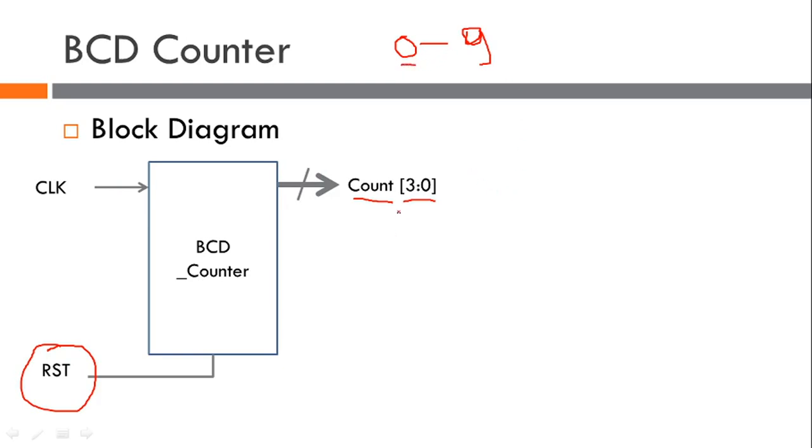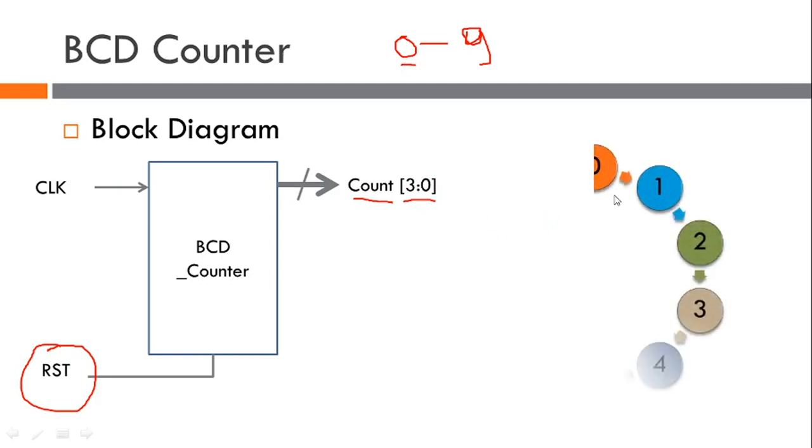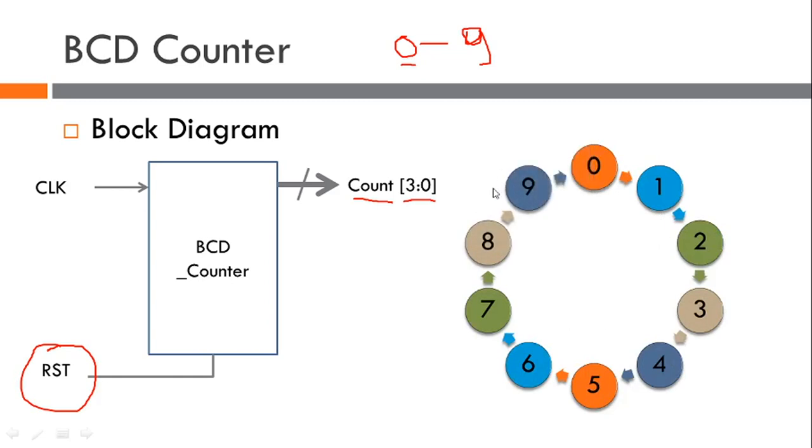So what are the number of states? 0 to 9. It means the first clock pulse gives 0, the second clock pulse 1, then 2, 3, 4, 5, 6, 7, 8, 9. Once it reaches 9, it goes back to the initial value, that is 0. Again it will count: first clock pulse, second, 2, 3, 4, 5, 6, 7, 8, 9. When it reaches 9, again it should be reset. So this is simply the working of your BCD counter.